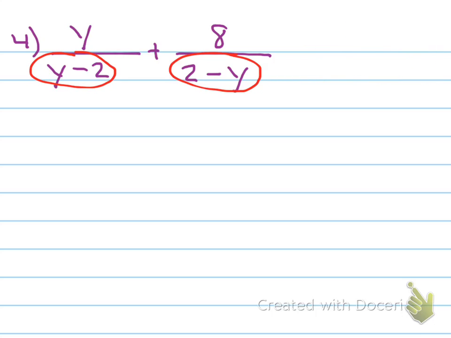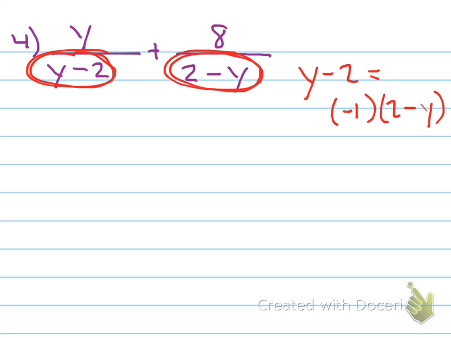2 minus y and y minus 2 are actually related to each other. In fact, they're opposites of each other. y minus 2 is the same as negative 1 times 2 minus y. They're the opposites of each other. So how can we make this happen? I would like a y minus 2 here. It'd be nice if this was also a y minus 2. We can make that happen through a little trick.